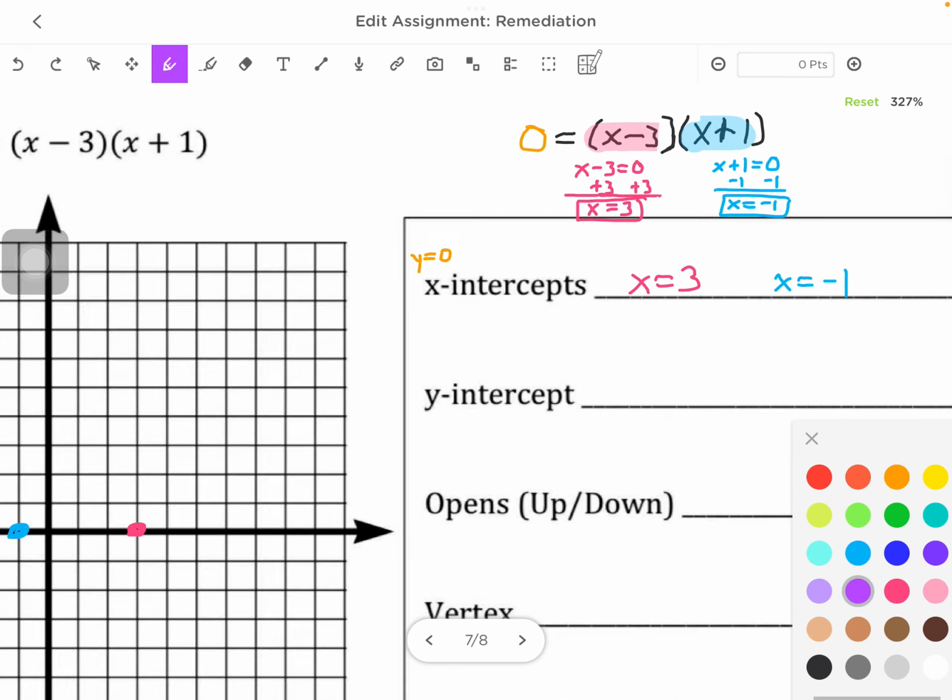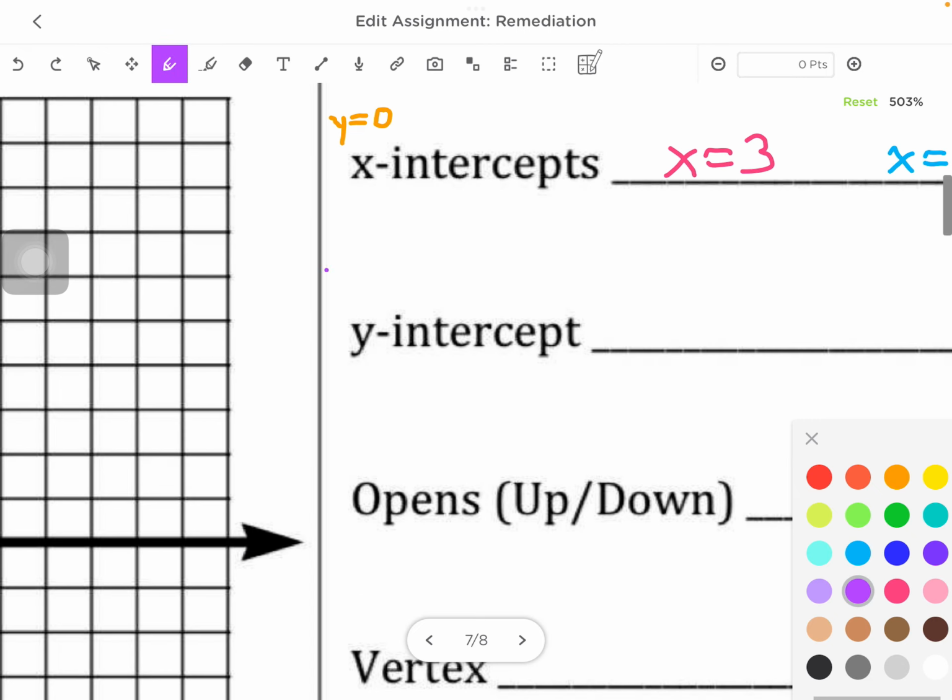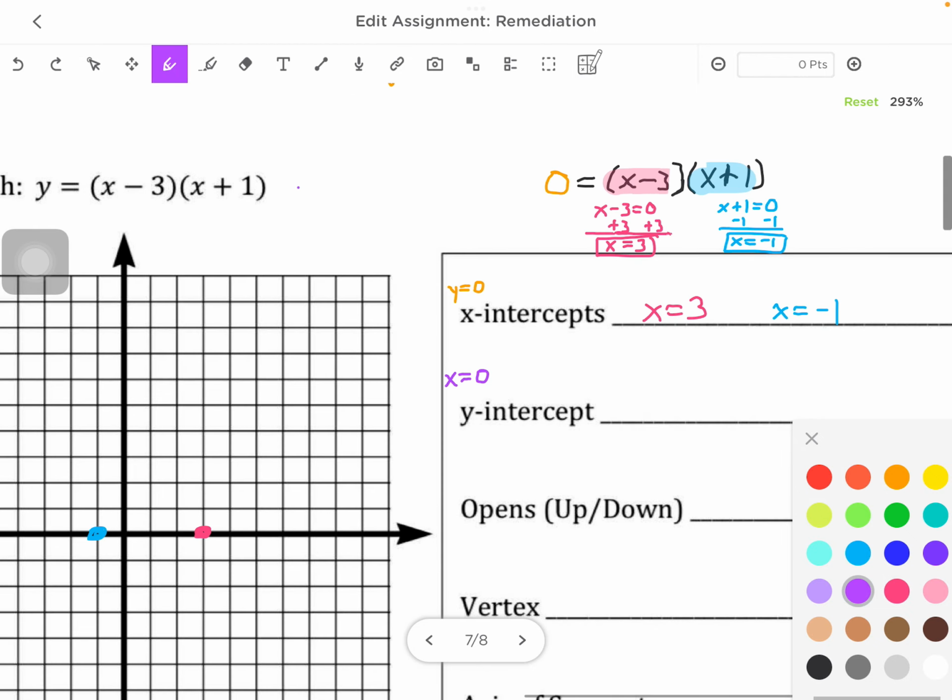Okay, next thing they want us to find is the y-intercept. For the y-intercept, we're going to set x equal to 0 for our original equation and solve it. So the new black equation is going to be y equals, if I put 0 in for x, it's not going to be x minus 3, it's going to be 0 minus 3. And then instead of x plus 1, it's going to be 0 plus 1.